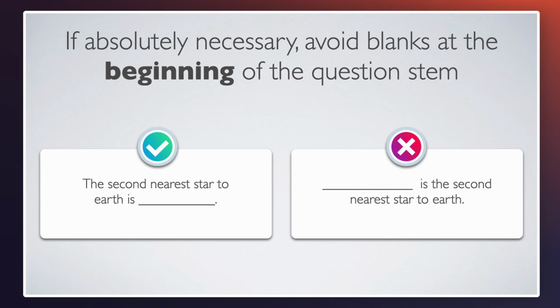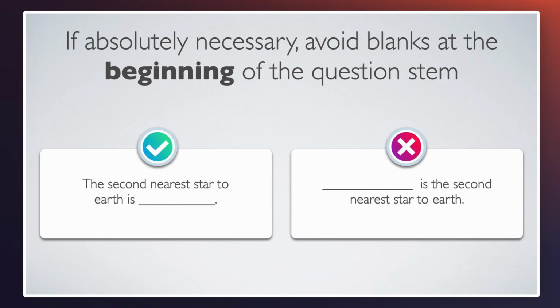That's a complete no-no. That will put more pressure on the learner's brain to respond to that answer. So when you have a blank, keep it at the end. And again, just restructure the sentence. So here it says, blank is the second nearest star to Earth. The second nearest star to Earth is blank.